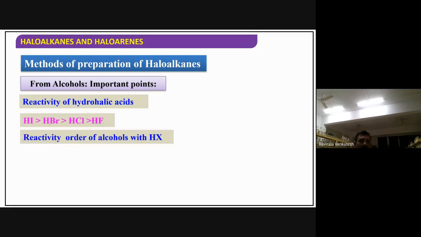Now the order of alcohols, if you observe. Yesterday I already told you which is tertiary, which is secondary, which is primary. So I'm writing here an order like this. You also copy this one.